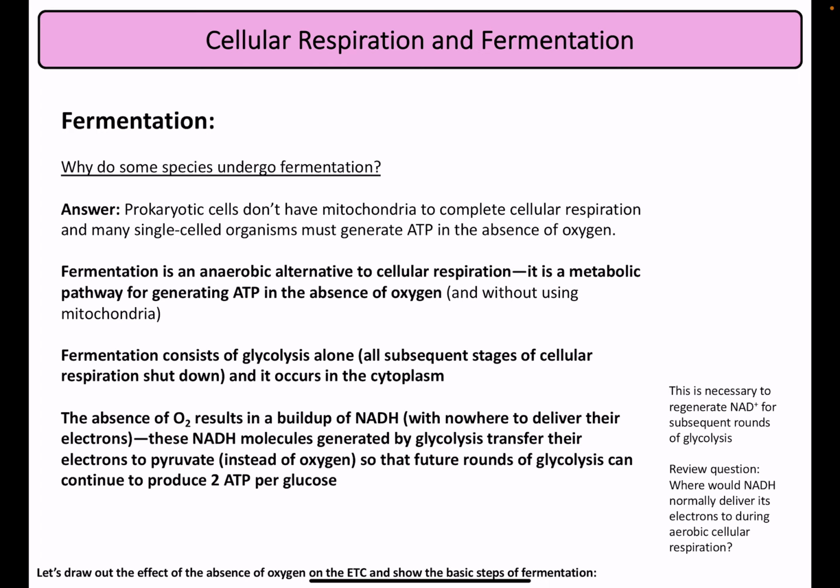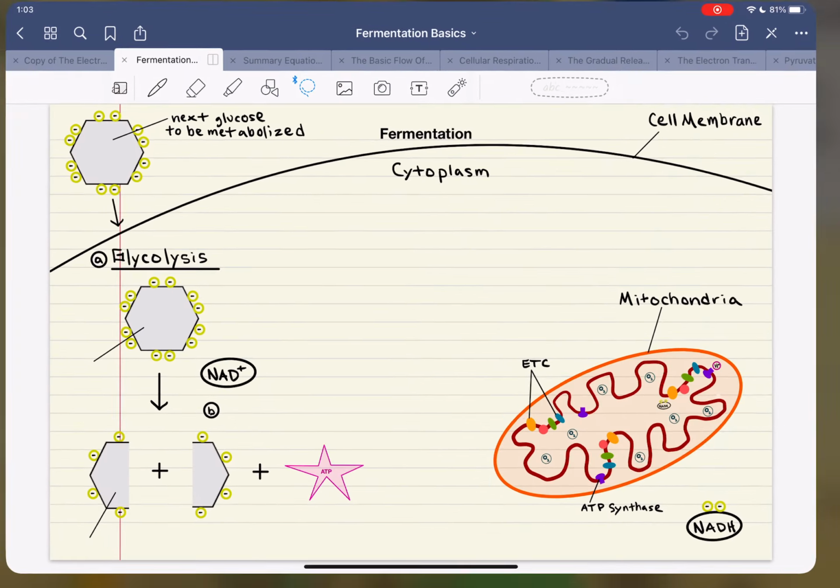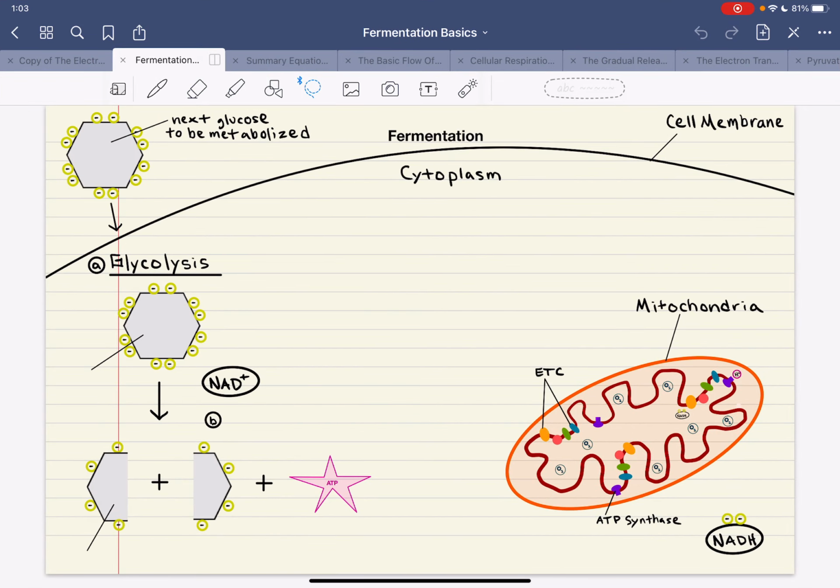So before I read this last paragraph here, it's easier for me to draw it out to show you what's going on. And we're going to draw out the effect that the absence of oxygen has on the ETC to show that it causes a buildup of a certain molecule. So let's assume we're talking about yeast, which can undergo cellular respiration, or for instance, maybe the muscle cells of a human or an animal.